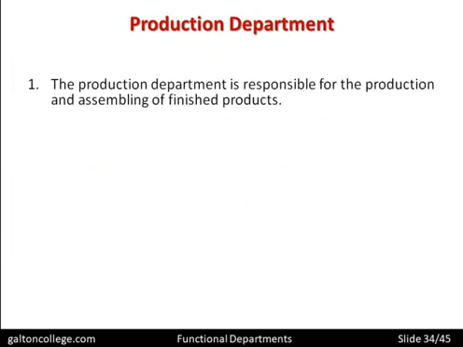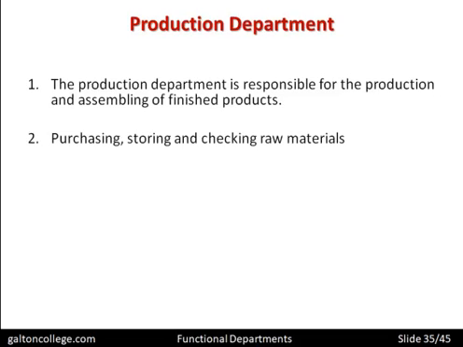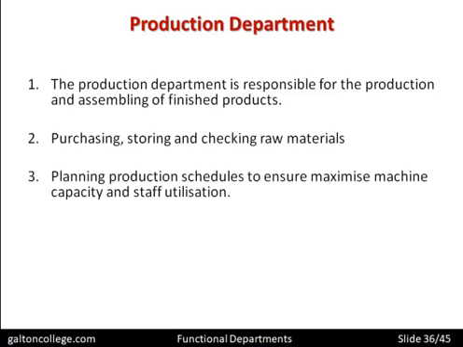The production department. Well, the production department is responsible for the production and assembling of finished products. It's the production department who makes the output, whatever it is. They take in raw materials on one side and fashion those raw materials into the final product. So they have purchasing, storing and checking raw materials. That's a part of their function.